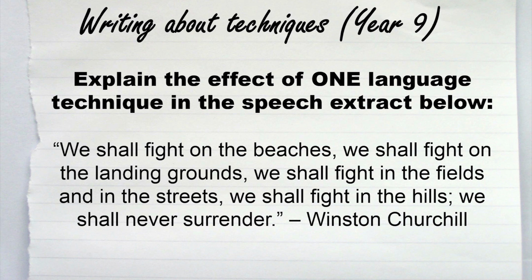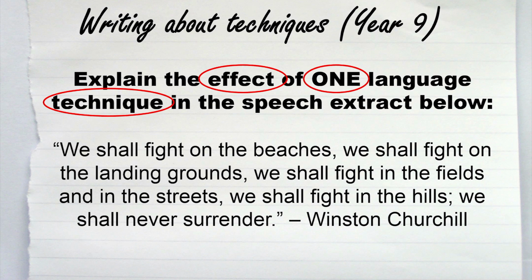So you might get some kind of question like this: explain the effect of one language technique in the speech extract below. And the quote is, "We shall fight on the beaches, we shall fight on the landing grounds, we shall fight in the fields and in the streets, we shall fight in the hills, we shall never surrender." A very famous quote by Winston Churchill during World War II. Now, a couple of key things to notice about this question. Number one, it's asking for the effect of one language technique. That means we need to find one technique and then be able to talk about what it does. The pattern that we're going to use to do that is TEE.